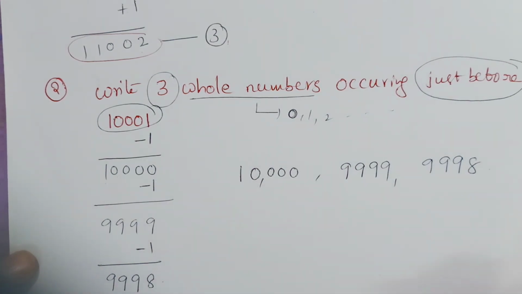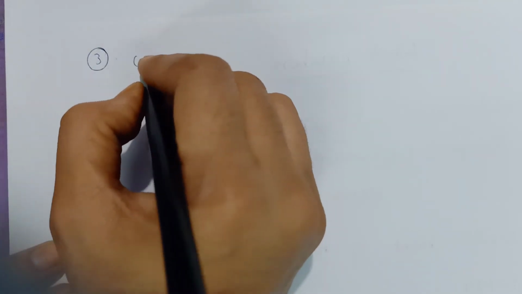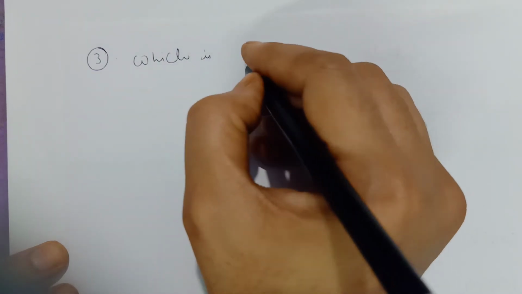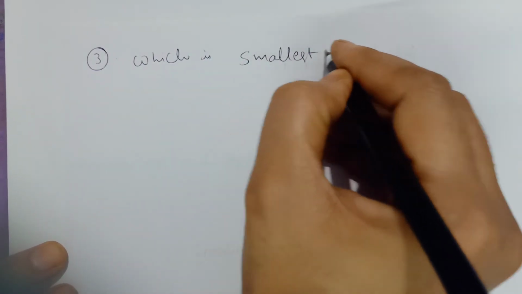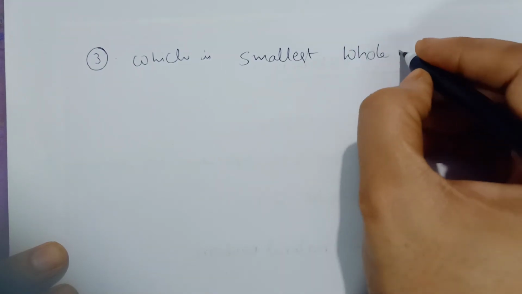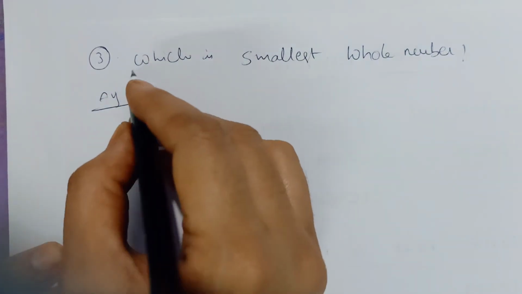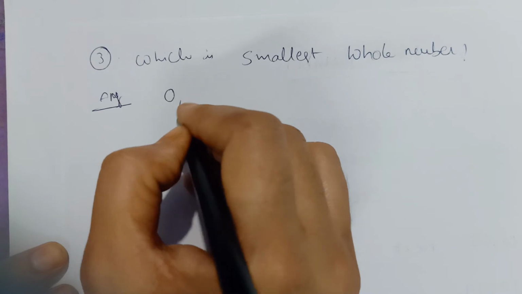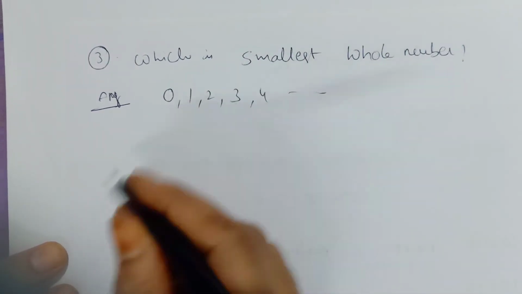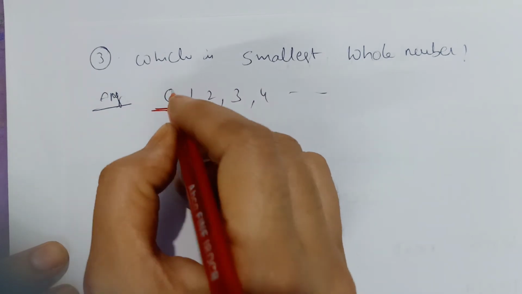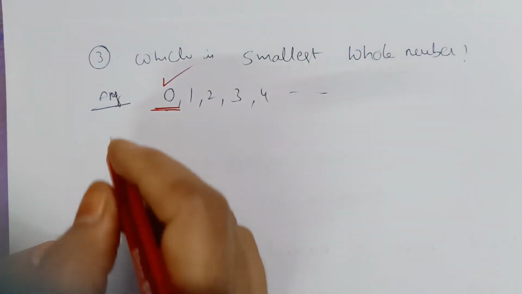Okay, next question. The third question is: which is the smallest whole number? We know that whole numbers start from 0, 1, 2, 3, 4, etc. So we can say that 0 is the smallest whole number.